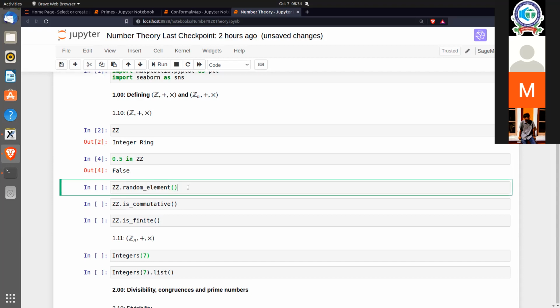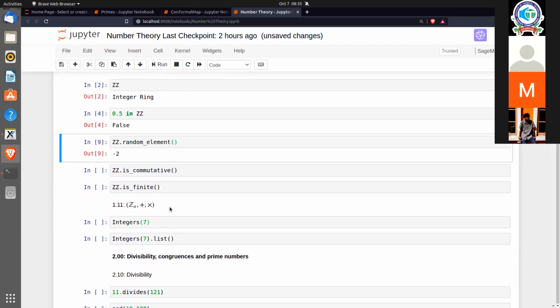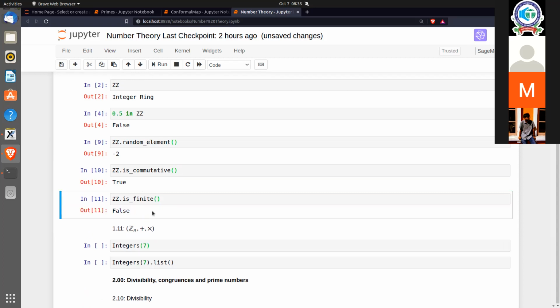Other than that, we can also look for some random elements in ZZ. For instance, -1, and every time I rerun this cell, I'll get a different integer. One thing to note is that these outputs aren't completely random. They are essentially pseudo-random. We'll discuss how pseudo-random integers are generated briefly in the next section. We can also check properties of the ring we've defined. For instance, is ZZ commutative? It will return true. Finite? Obviously it's not finite, so it will return false.